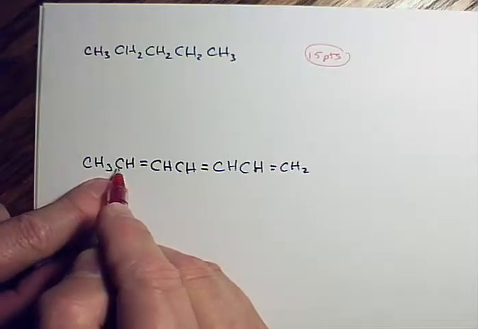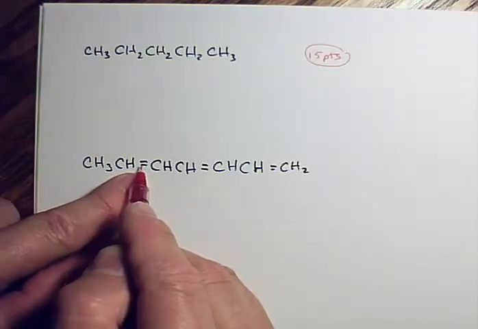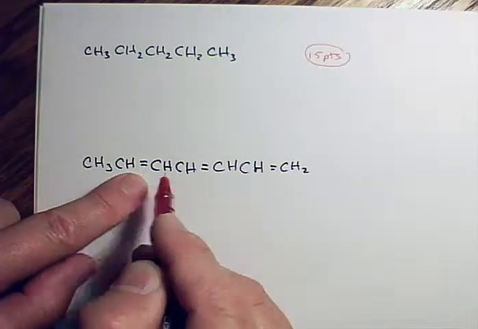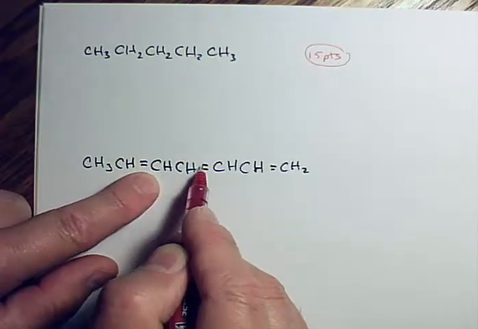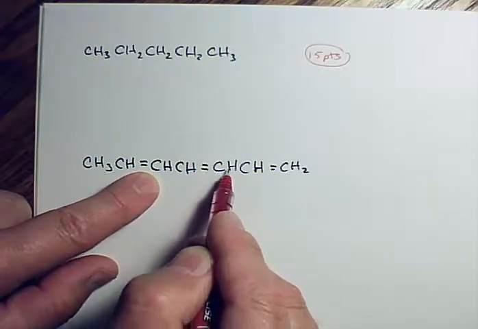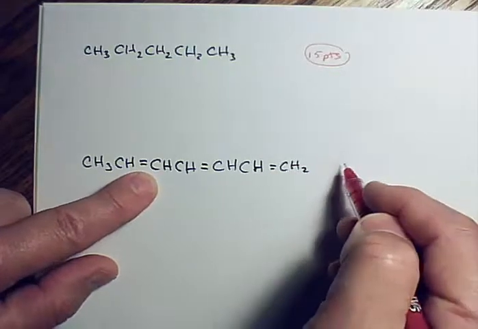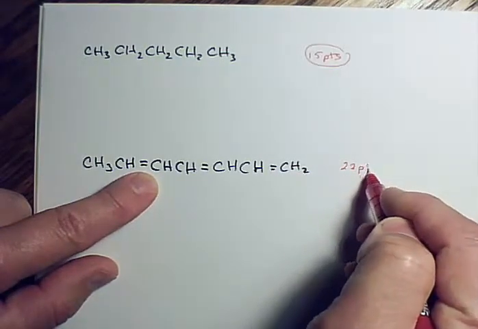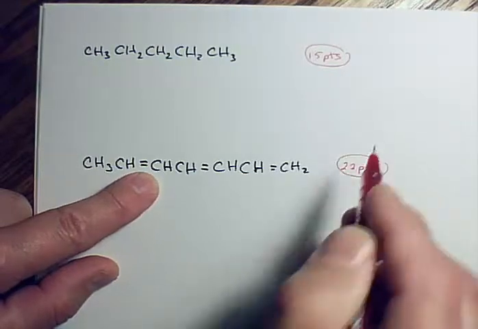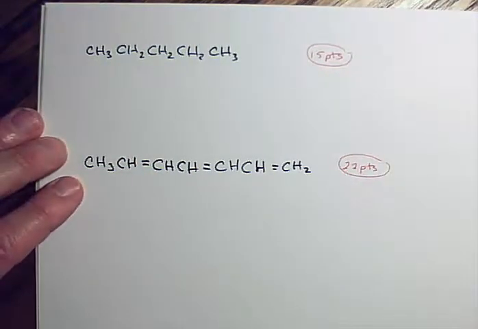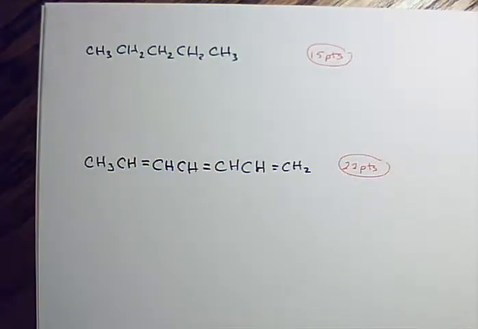1, 2, 3, 4, 5, 6, 7. Both lines are counting a point. 8, 9, 10, 11, 12, 13, 14, 15, 16, 17, 18, 19, 20, 21, 22. 22 points. So those are the two condensed structural formulas. Now we want to do the skeletal formulas.